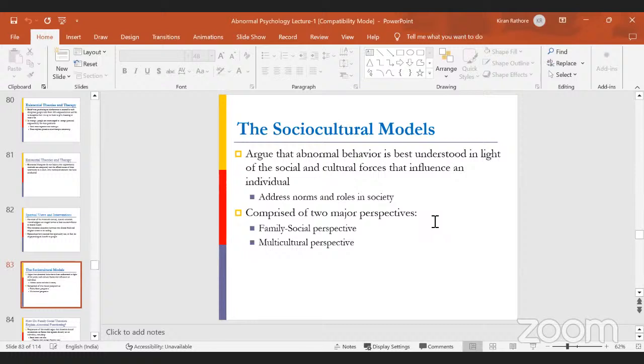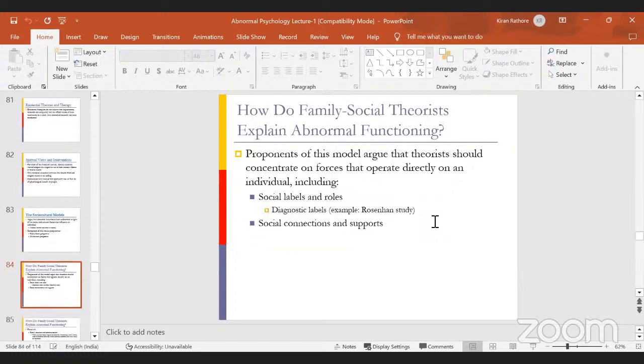So socio-cultural models argue that abnormal behavior is best understood in light of the culture or society the person belongs to, and of understanding the impact of these social and cultural forces on an individual. What are those impacts? Every society has its rules and norms, and it comprises two perspectives: the family social perspective and the multicultural perspective.